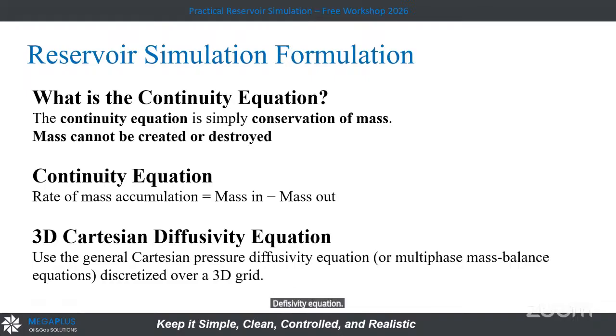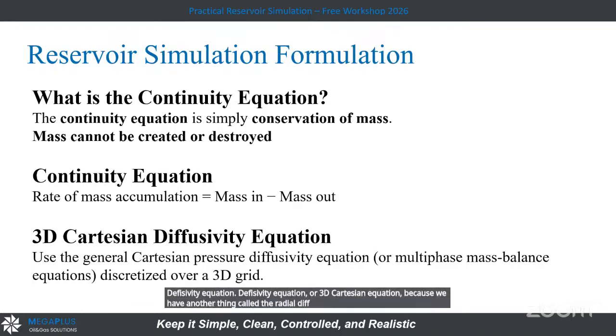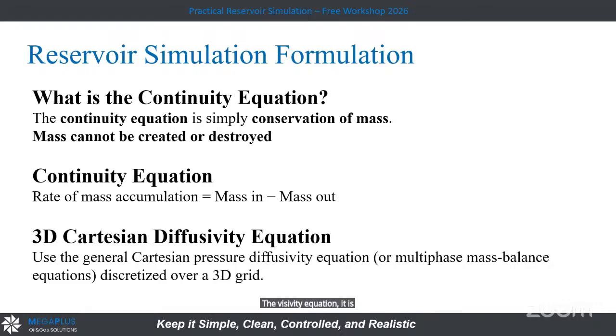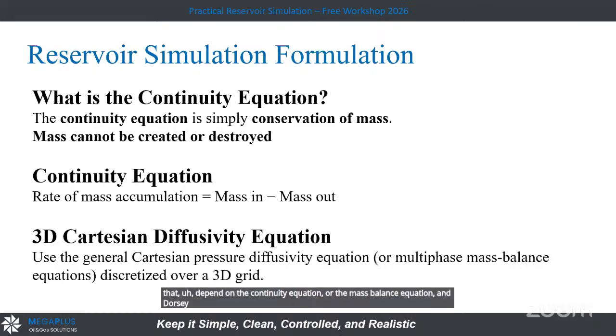The diffusivity equation, or 3D Cartesian equation, because we have another one called the radial diffusivity equation, depends on the shape of the cell. The general Cartesian pressure diffusivity equation depends on the continuity equation, or the mass balance equation, and Darcy's law, which we will see.